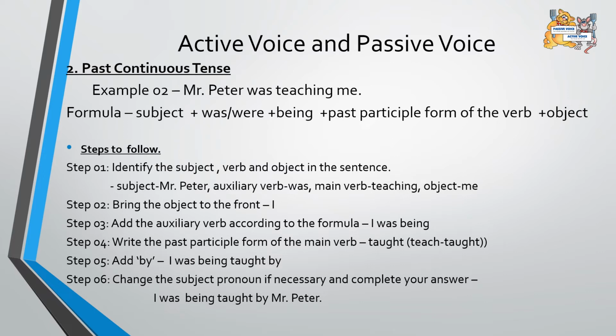Step 3. Add the auxiliary verb according to the formula. So the answer is I was being. Step 4. Write the past participle form of the main verb. The past participle form of the main verb teach is taught. Now the answer is I was being taught. Step 5. Add by. Now the answer is I was being taught by. Step 6. Change the pronoun if necessary and complete your answer. In this situation, we don't have to change the pronoun. Now the answer is I was being taught by Mr. Peter.